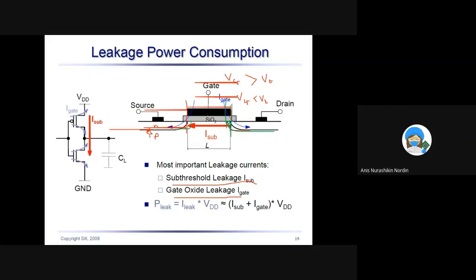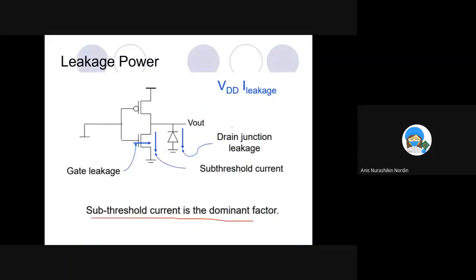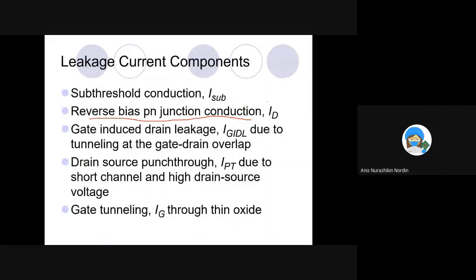Because of this overlap, there might be some current here. This current is known as gate-induced drain leakage current, due to tunneling. There can be tunneling from the gate to the drain at this overlap. This is IGIDL. And then the next one, at the drain-source: punch through, IPT, due to the short channel and high drain-source voltage.